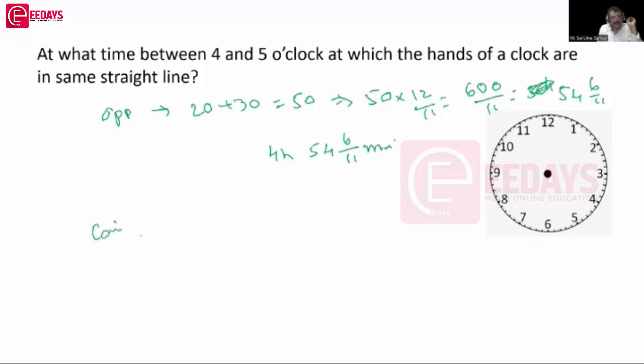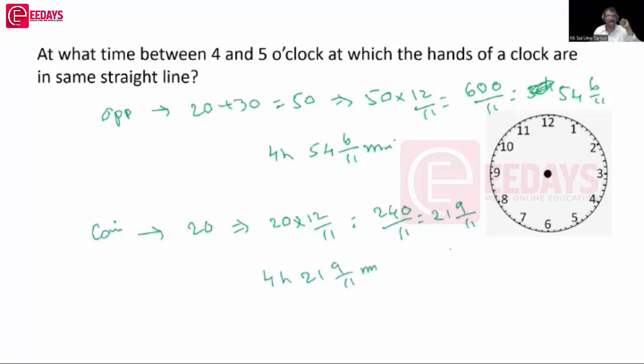And coincide also. Opposite and coincide cannot happen together, right? So they are 20 minutes apart only. Why? Because the difference between the minute hand and the hour hand equals 0. So 20 minutes apart is equal to 20 into 12 by 11, which is 240 by 11. So that is equal to 21, and next 9 by 11. So what is the answer? 4 hours, 21, 9 by 11 minutes apart. This is the coincide. In a straight line case we take two cases: opposite is only the first time, and coincide is only the second.